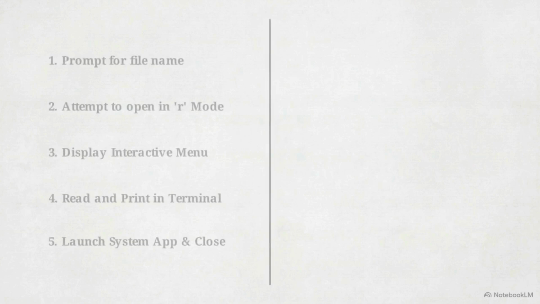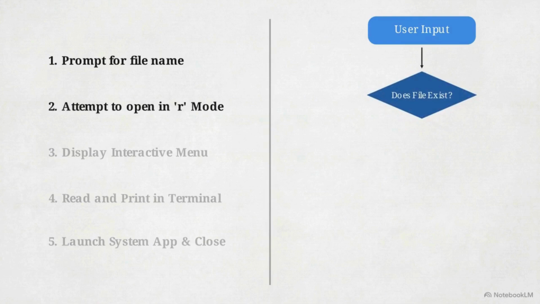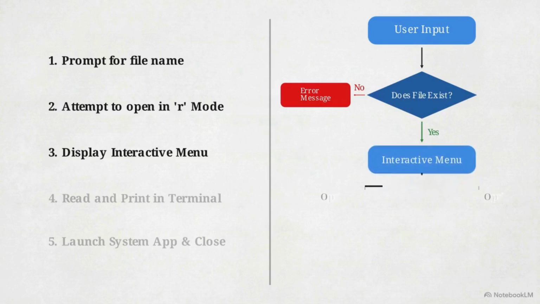Here in this flowchart, you can see our first two steps highlighted. Step 1 requests the file name from the user. Step 2 attempts to open that file in read mode. If the file is missing or fails to open, the program displays an error message and safely halts right here. If the file does exist, we move to Step 3.